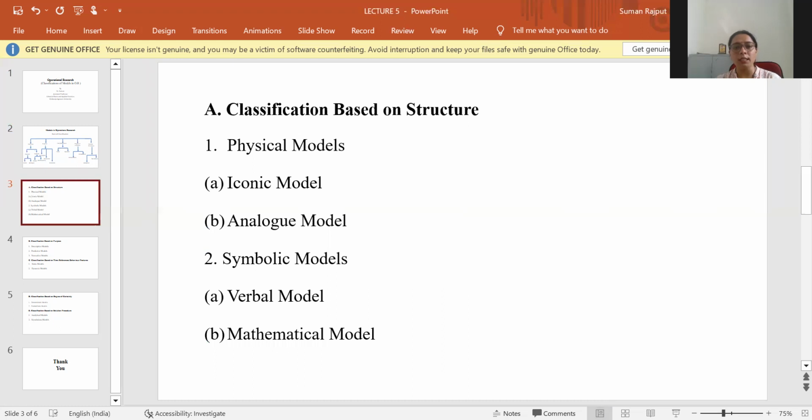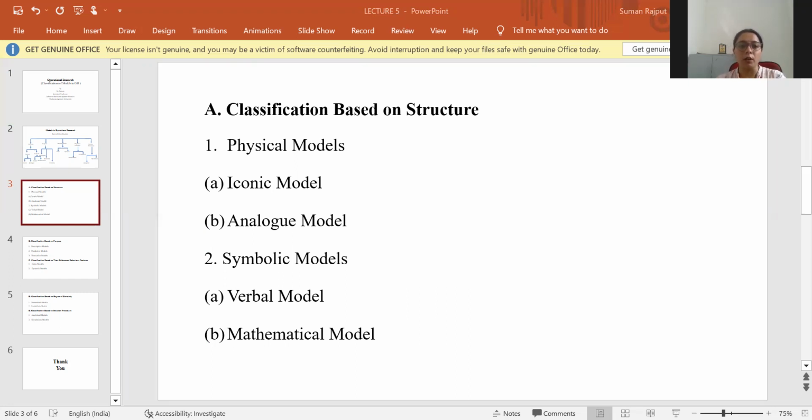So these models cannot be manipulated and are not very useful for predictions. Therefore, problems such as portfolio selection, media selection, production scheduling, etc., cannot be analyzed with the physical models. Again, these are further divided into two categories: iconic model and analog model.